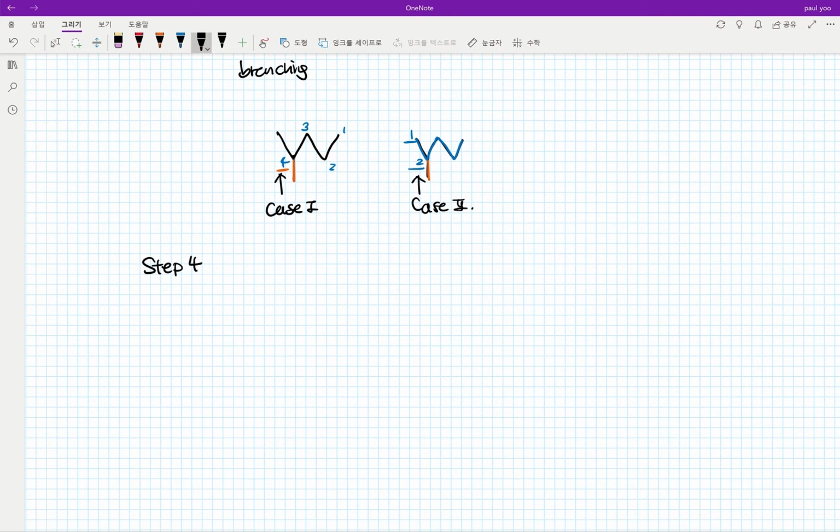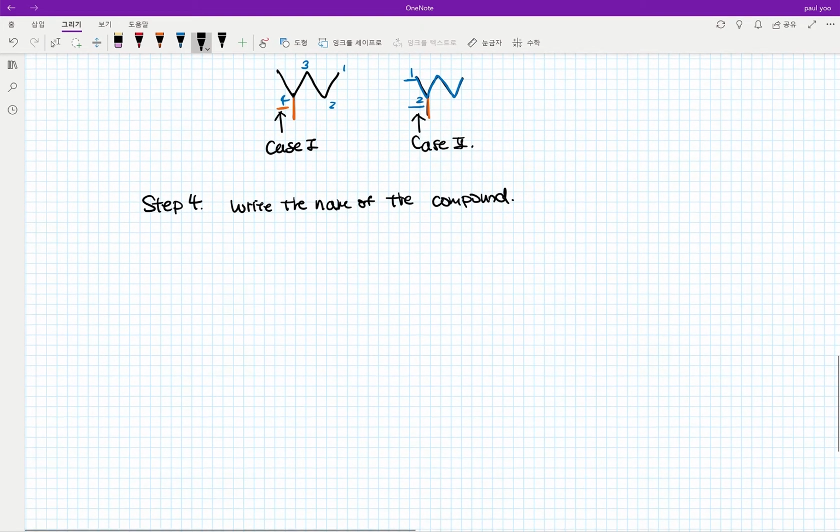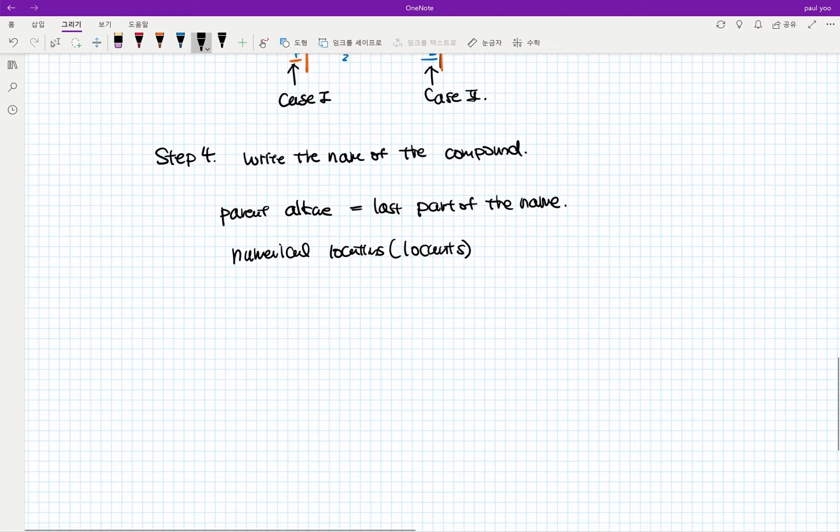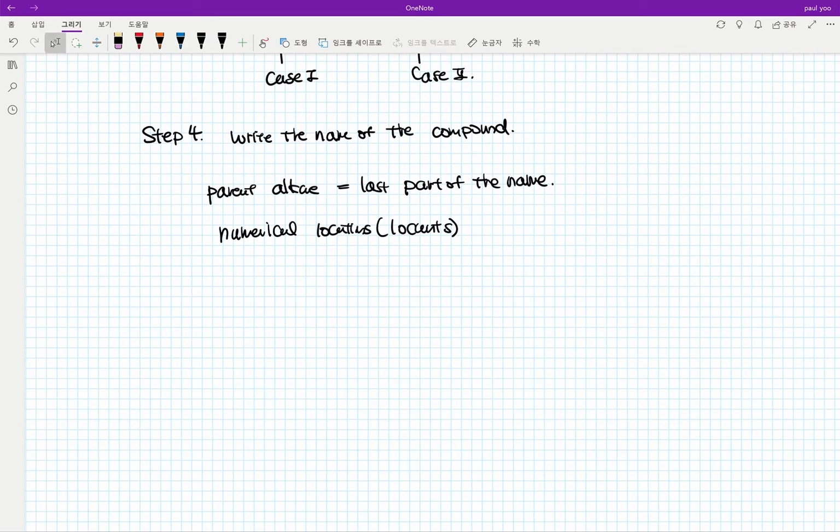Step 4. Write the name of the compound. The parent alkane is the last part of the name, and is preceded by the names of the substituents and their numerical locations, abbreviated as locants. Hyphens separate the locants from the words.